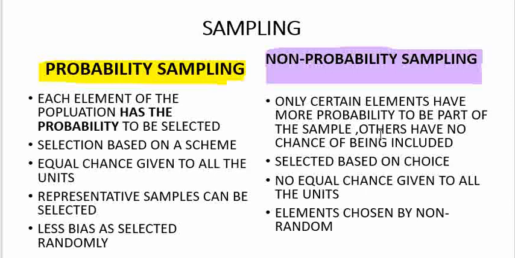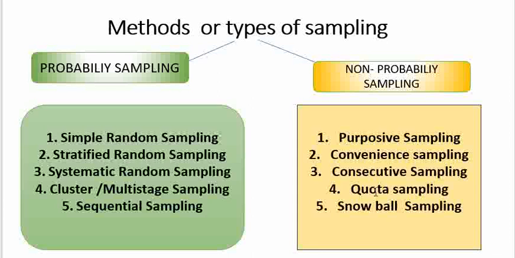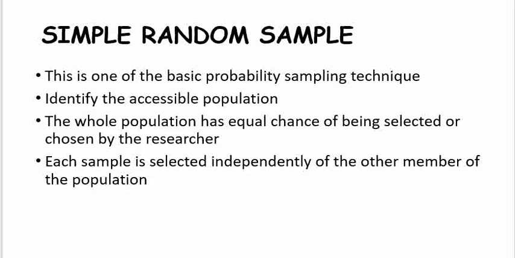Next is non-probability sampling, where only certain elements have more probability to be part of the sample. Others have no chance of being included. They are selected based on the researcher's own choice, and no equal chance is given to all the units in the population. Elements are chosen non-randomly; there is no randomization, so they come under the non-probability sampling technique. So these are the types in probability sampling. Next we'll move on.